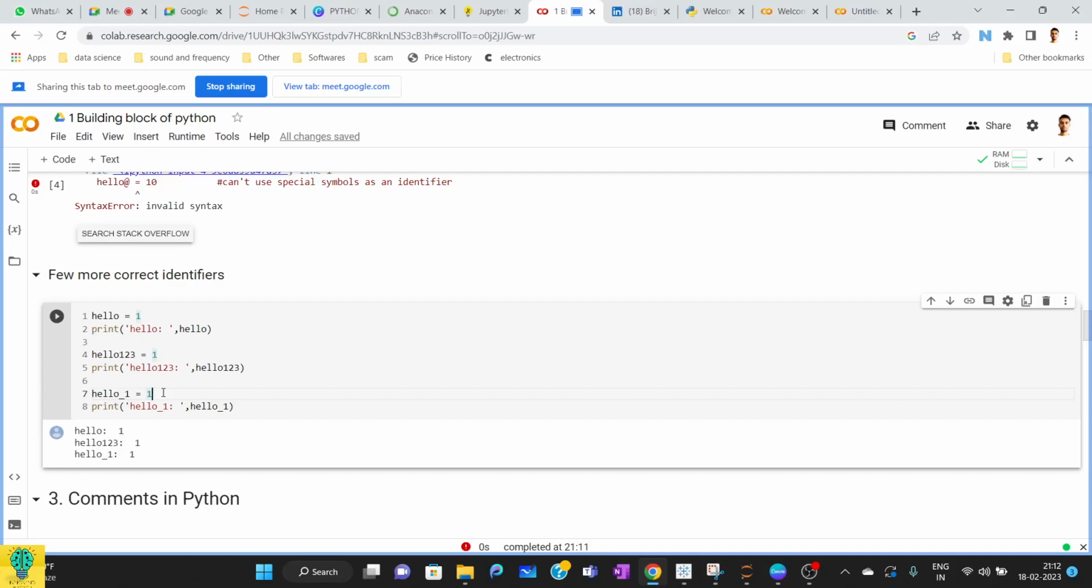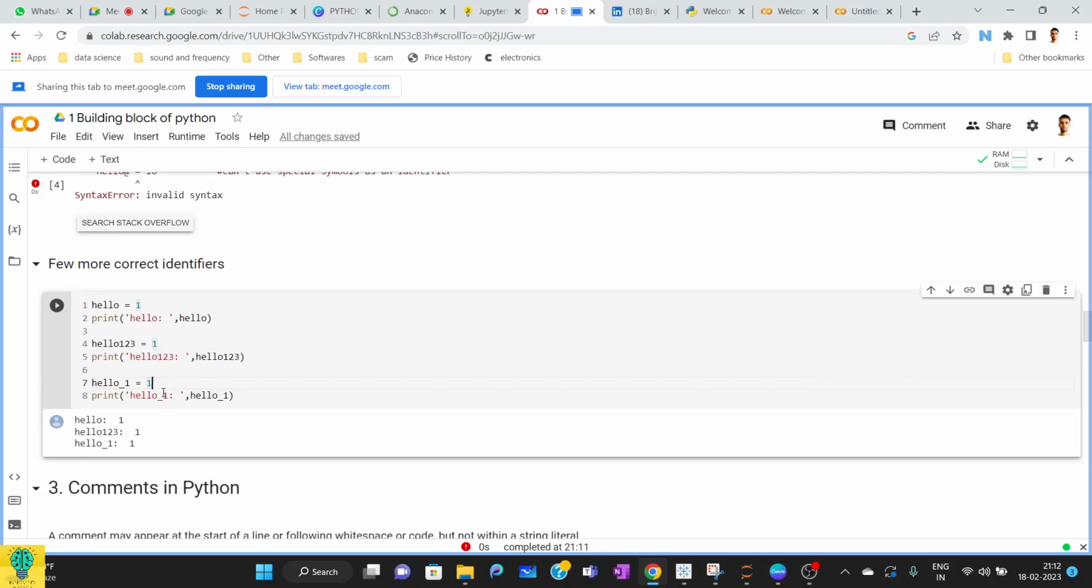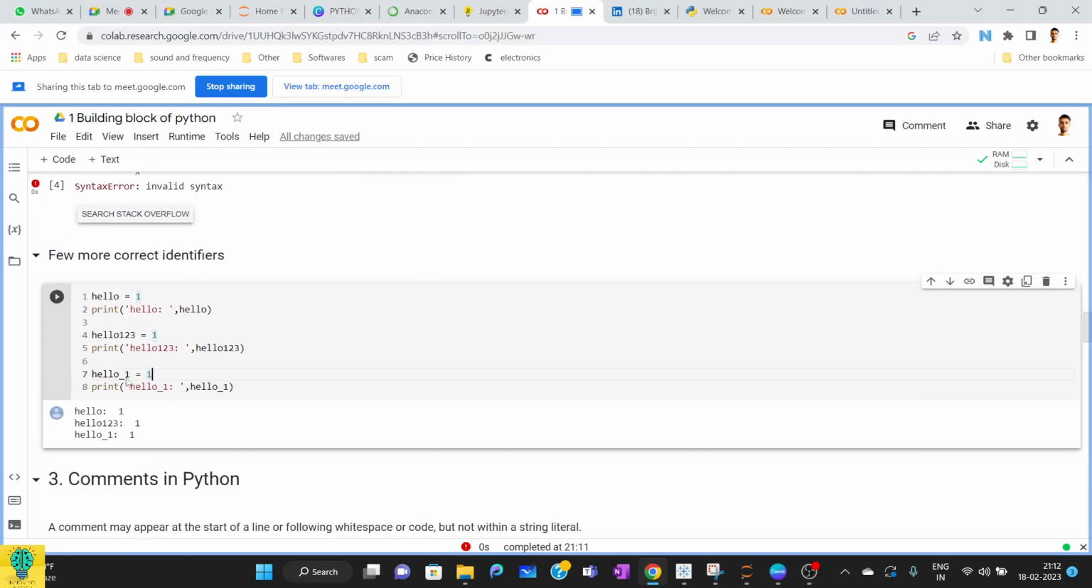Then the third one is hello underscore 1. So it is not violating because it is having an underscore. It is not starting with a digit. So this is good enough. As soon as I run it, I'll be getting this output. Do not worry about all these things. We'll be covering what code we have to write in the next chapters. So don't worry about that.